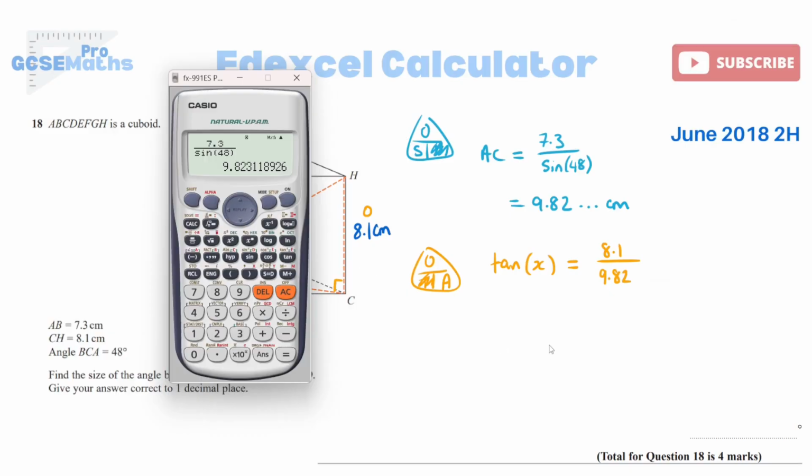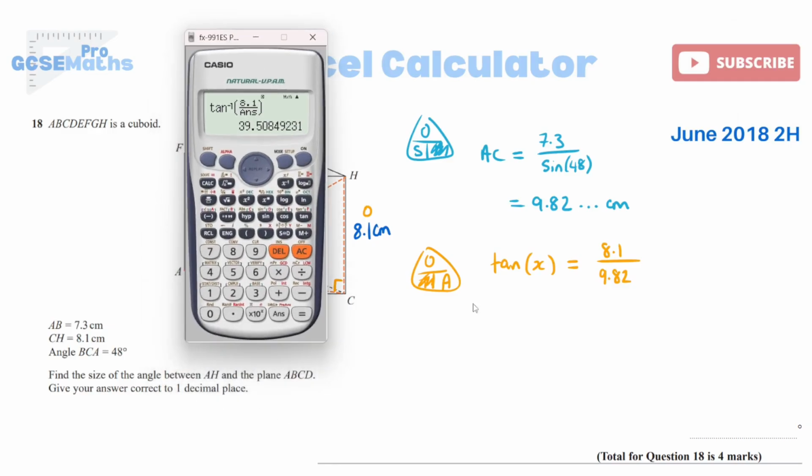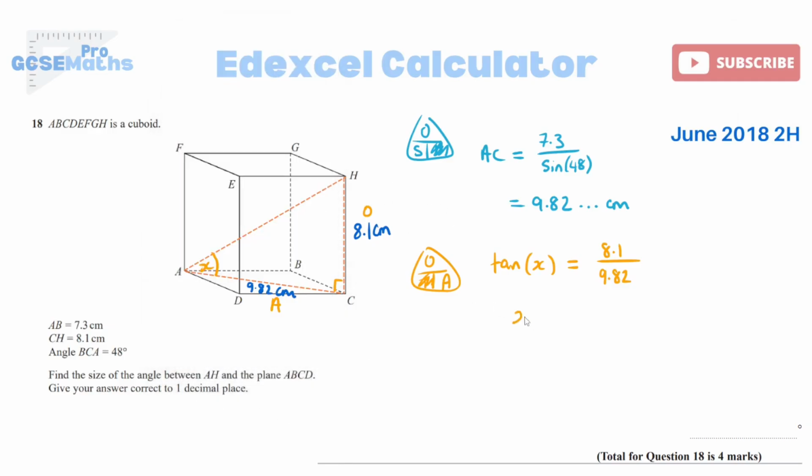The other thing to note is because we're looking for an angle, we always do the inverse, so that would be tan inverse of the opposite, which is 8.1, over the answer, which was obviously the 9.82, but with all the decimals. So x itself, so the angle, is actually 39.5. They have said to one decimal place, so 39.5 degrees. So there we have 39.5 degrees.